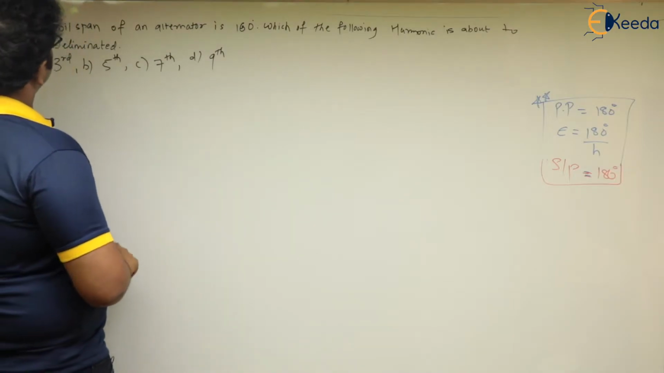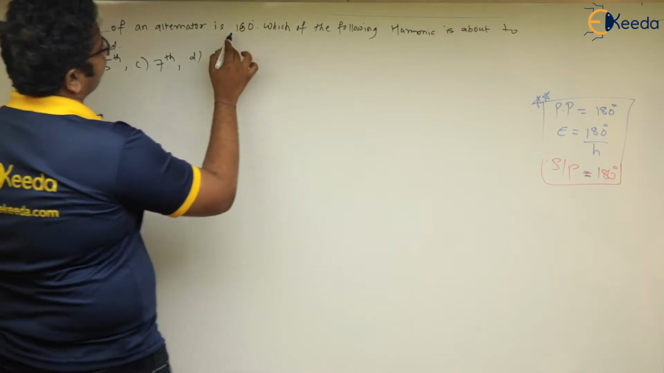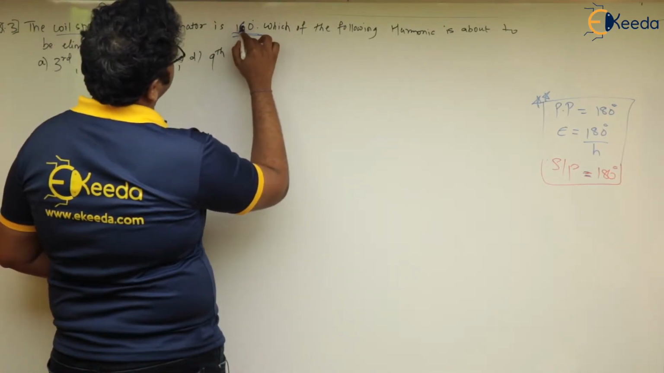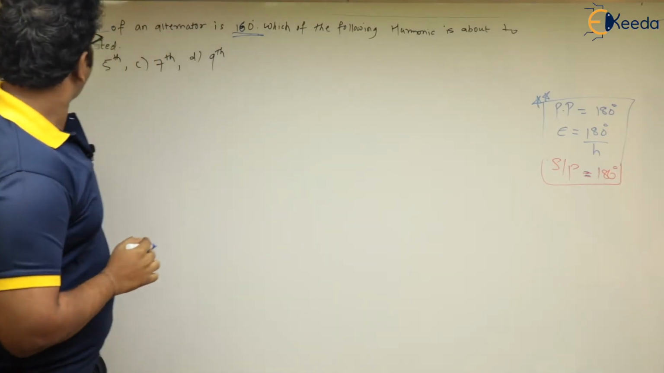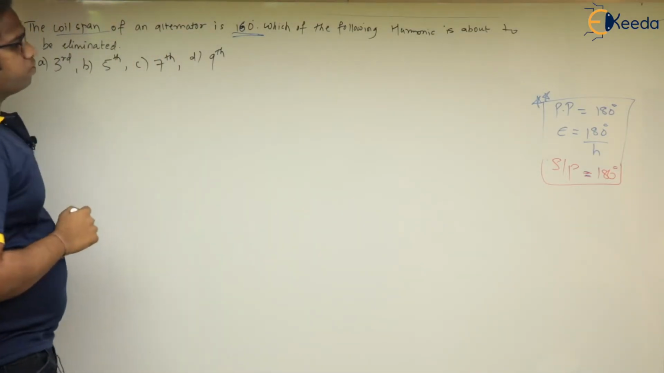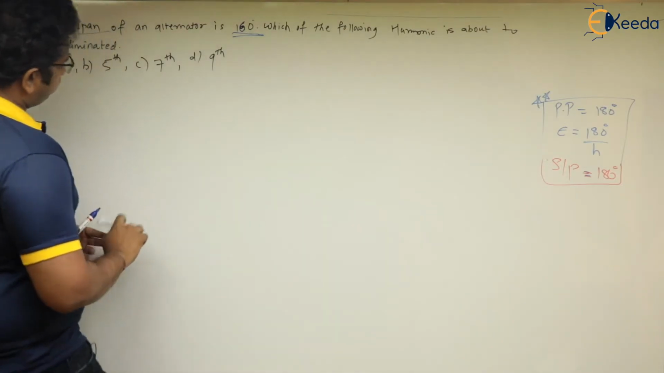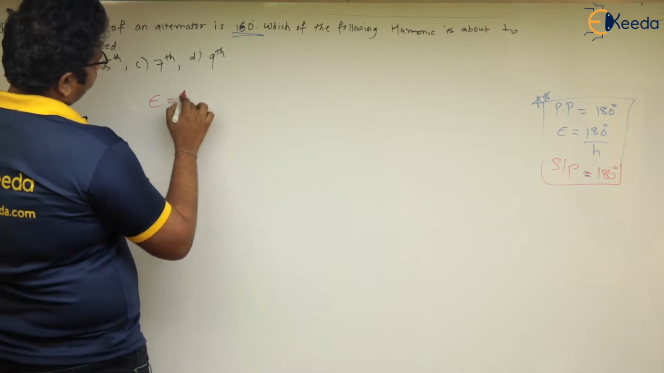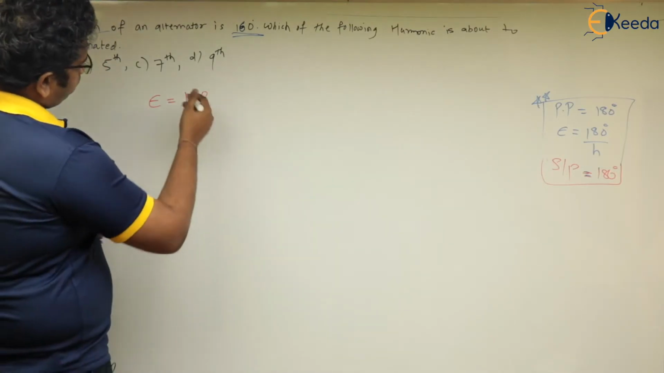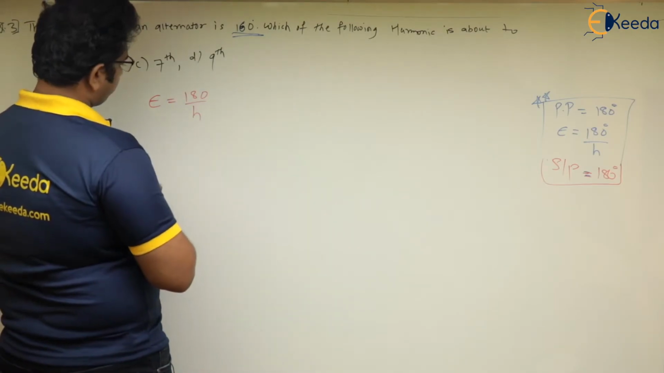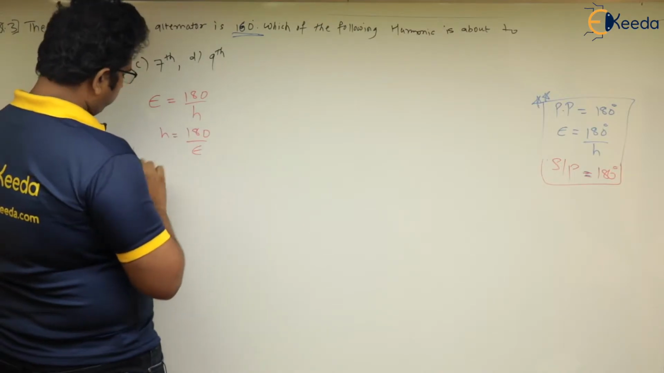What are they saying? They are saying that coil span is 160 degrees. Then which of the following harmonics is about to be eliminated? Third harmonic, fifth harmonic, seventh harmonic or ninth harmonic? Very simple question. What have they given? We know the formula, epsilon is equal to 180 by h. Just now we saw 180 by h. We need to find h, right? H is 180 by epsilon.